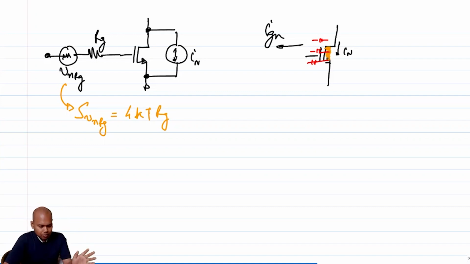Moreover, the second point is that you will not experience this IGN at around DC, right? Simply because the capacitor will block all DC currents, you are not going to see the effect of IGN. But naturally, if you go to higher and higher frequencies, you are going to see this IGN come out.